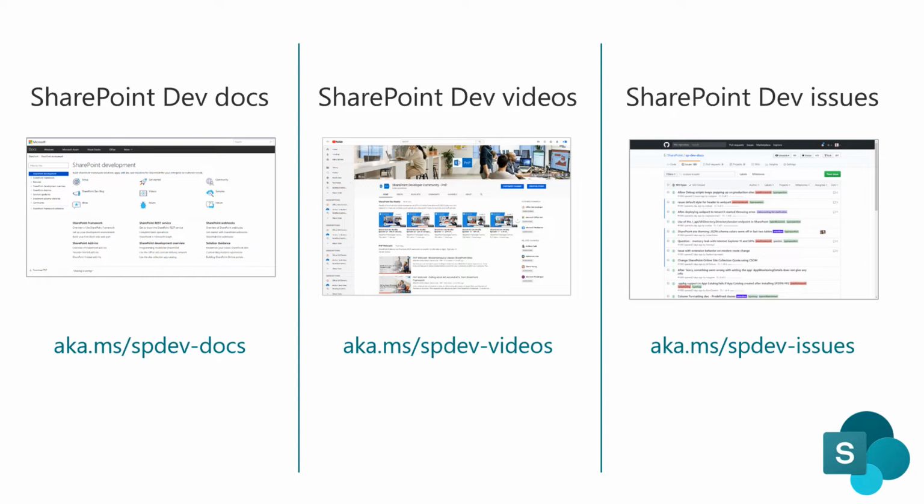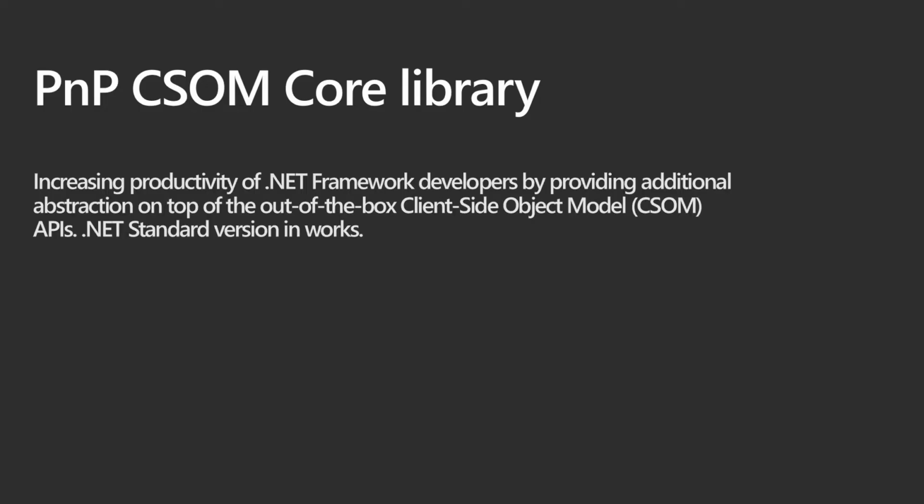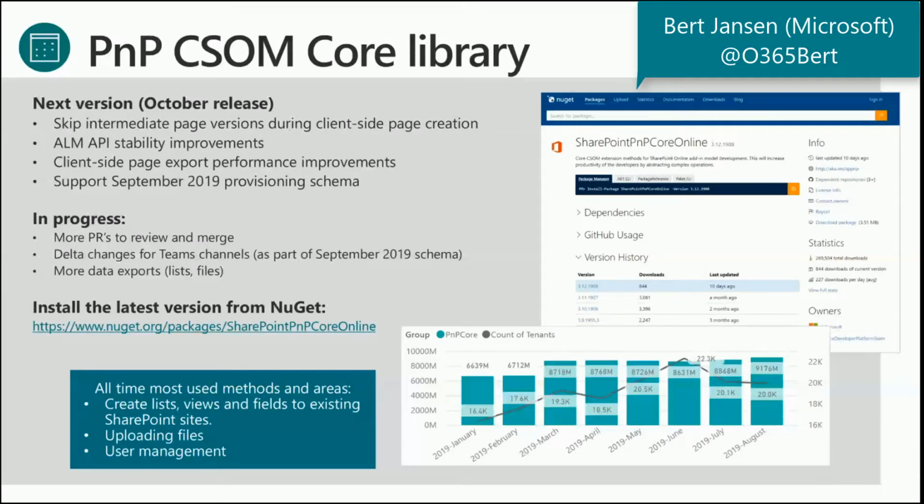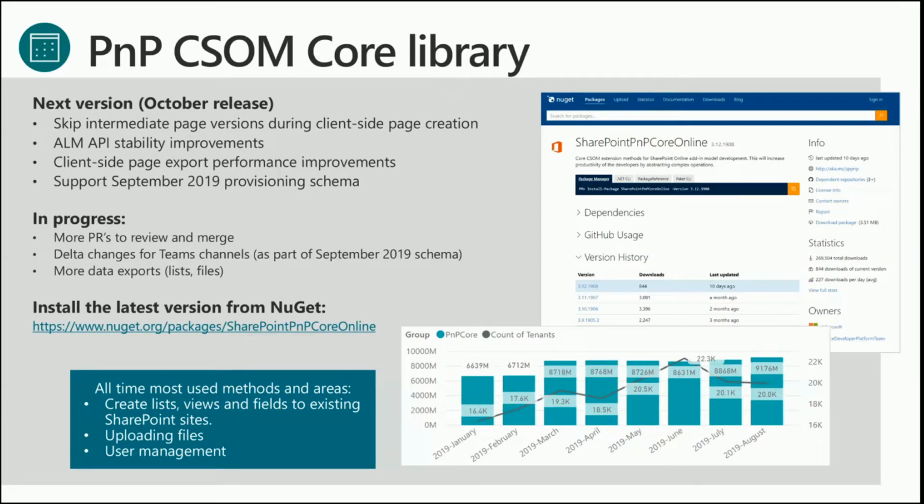And then aka.ms/SPDev issues, the centralized issue list for getting support on your development topic. PnP CSOM Core library. Let's do a quick recap on the open source projects. I intentionally didn't have any generic Microsoft engineering updates, so we keep the intro short. The PnP CSOM Core library: we just shipped a release last week, so the September one is out. What's coming for the next one, October, will be released by the first week of October.